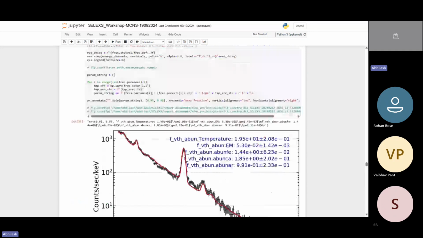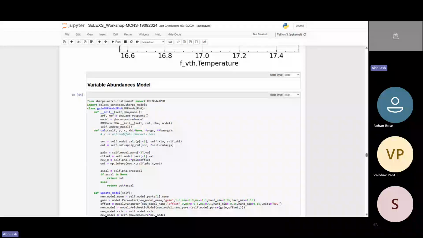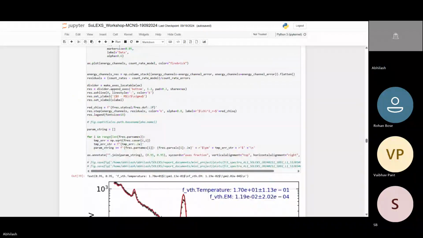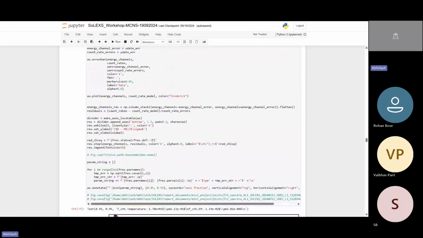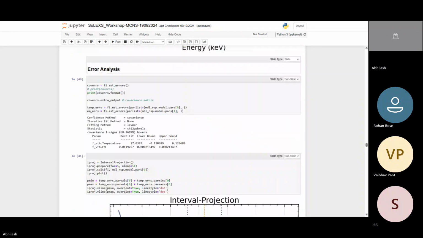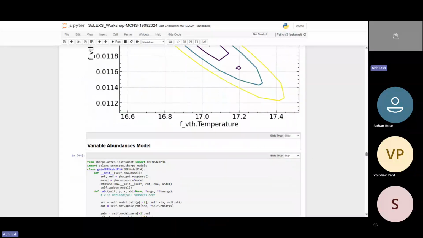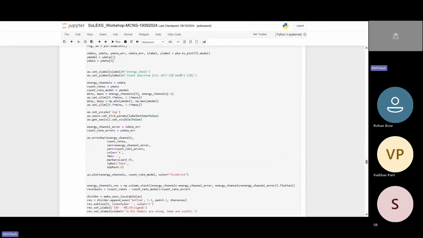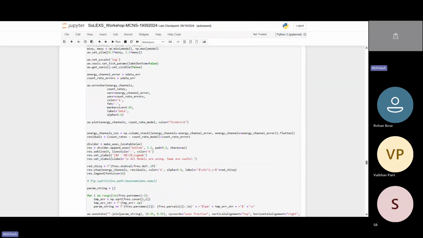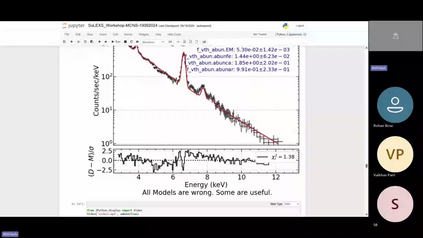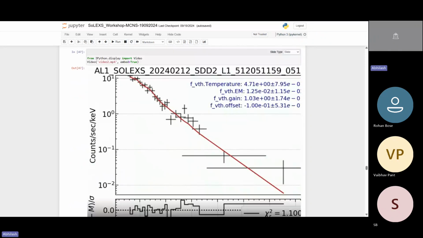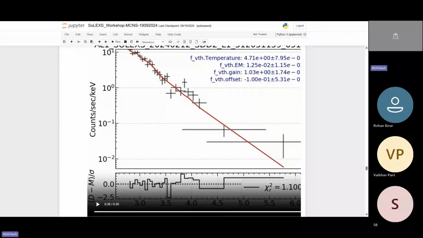I mean, this is the integration time. So it's an M6 class flare, and this is the peak of the M6 class. Yes, I'll come to that. I just want to highlight this: all models are wrong, some are useful. This is the disclaimer. And I have to go into the full scale.